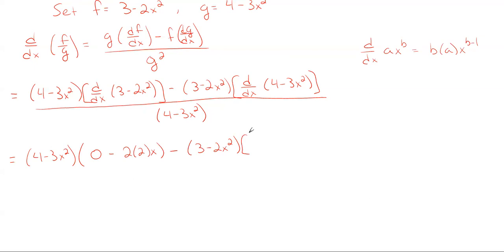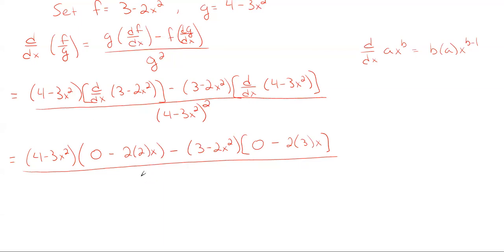Once again, we have 4 as a constant, so it's 0. And then subtracting off 3x squared, the derivative with respect to x is just going to be my power of 2 dropping down, times 3 times x to the 2 minus 1, which is just 1. So that's just x. And don't forget, we also have to divide by our 4 minus 3x squared. Oh, I'm sorry, there was an error right there. That should be squared up there. So 4 minus 3x squared, squared.